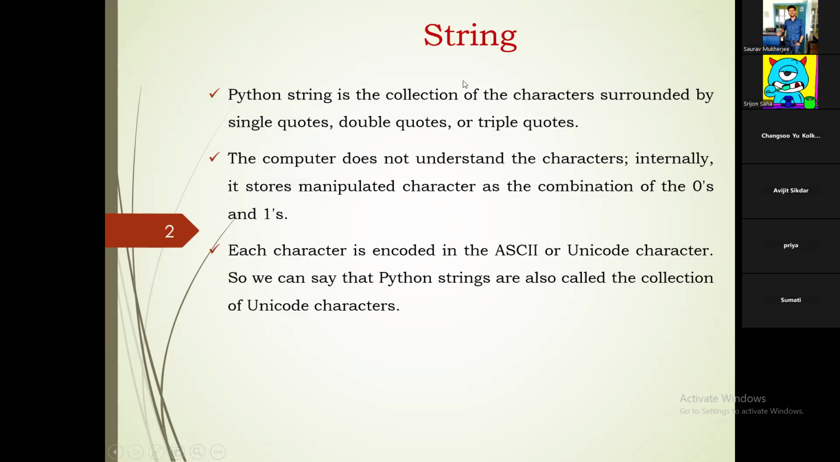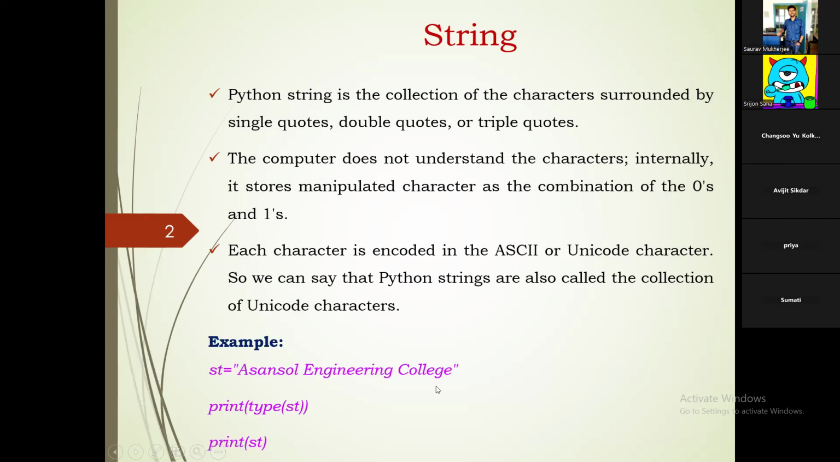So what is a Python string? Already I told you, this is a collection of characters in single quotes, double quotes, or triple quotes. The computer does not understand characters internally. It stores and manipulates characters as a combination of zeros and ones, because the computer works with binary numbers, that is 0 and 1. Each character is encoded in ASCII or Unicode. So we can say that Python strings are also called a collection of Unicode characters.